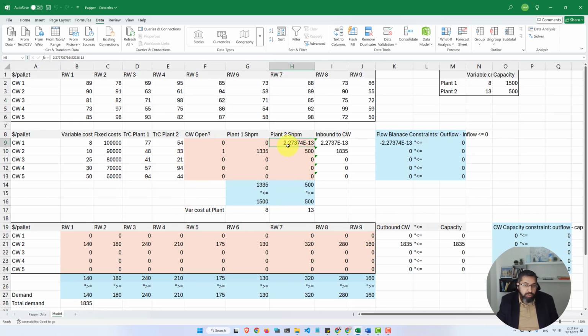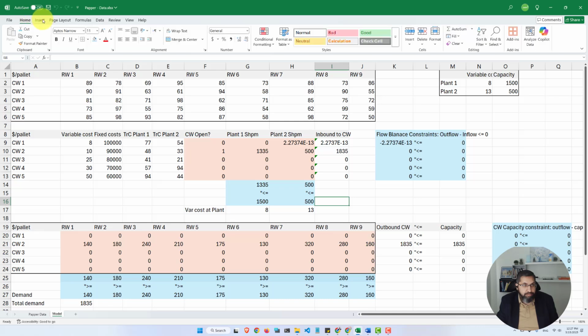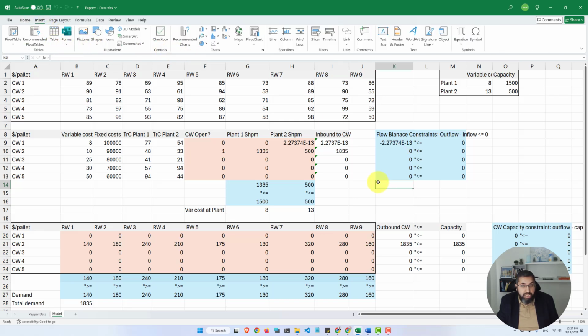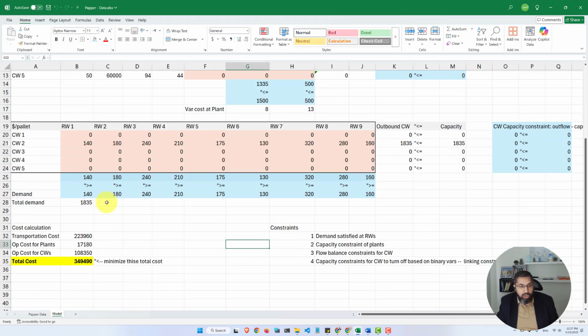Now, if you see these weird numbers like 2.27 e to the minus 13, that means that this is basically 0, because e to the minus 13 means it's 2.27 times 10 raised to power minus 13, or it's 2.27 divided by 10 raised to power 13, which is such a huge number that this is basically 0. And this happens when computers do mathematics, especially floating point mathematics, because computers have limitations on the accuracy of the numbers they can represent. Sometimes you get these artifacts, these tiny numbers instead of 0. So it's fine, it's just 0. Okay, so that is our solution.